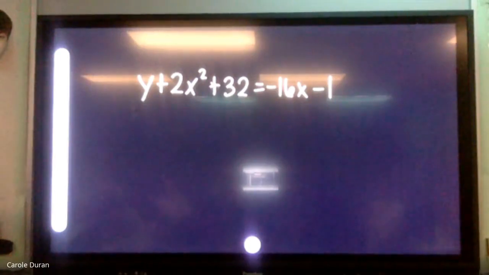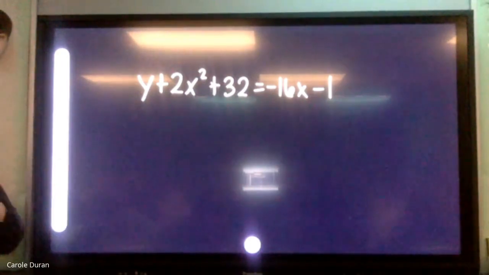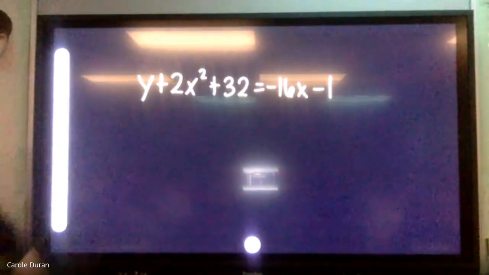Yeah, that's the very. And I noticed that I have one singular y, but then I have an x squared and an x, which means that I'm not double completing the square. I'm only completing the square with what? The x's, because I have two of them, but only one y. So what I want to do is get everything that's not an x onto the left-hand side and everything that is an x onto the right-hand side.